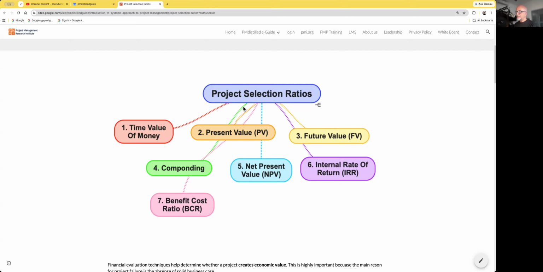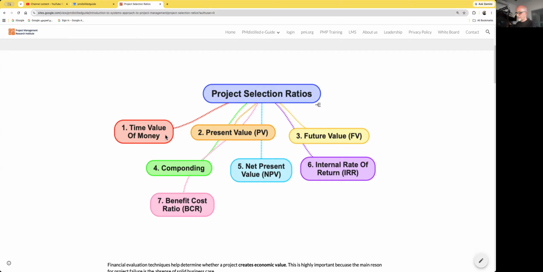The first concept we need to understand here is the time value of money. Whatever I can buy with 1 rupee today, or $1 today, or 1 real today, I will not be able to buy after 1 year or 2 years or 3 years because of inflation, rupee devaluation, etc.